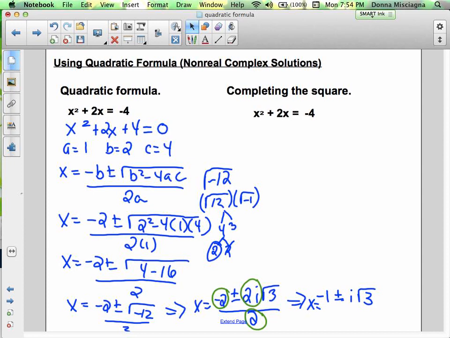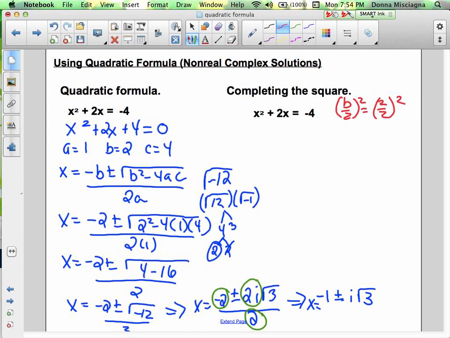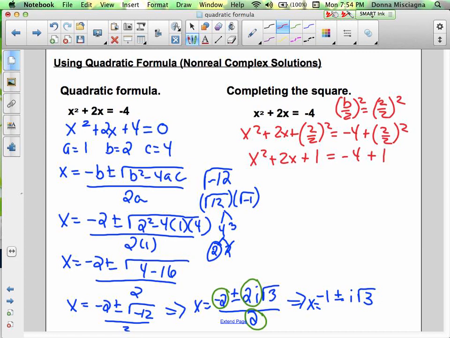Let's take a look at completing the square. Well, I've already got the constant term moved. A is 1, I don't have to worry about that. So all we have to do is add b divided by 2, squared, to both sides. That's going to be 2 divided by 2 squared, which is pretty easy. x squared plus 2x plus 2 divided by 2 squared equals negative 4 plus 2 divided by 2 squared. So that's x squared plus 2x plus 1 equals negative 4 plus 1.